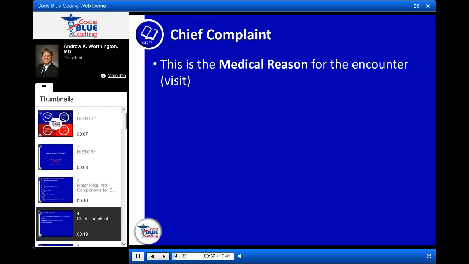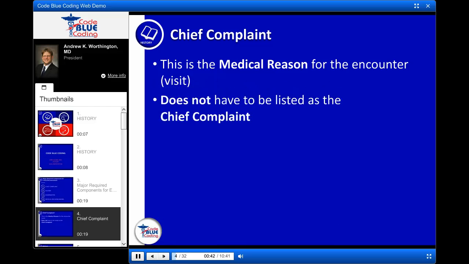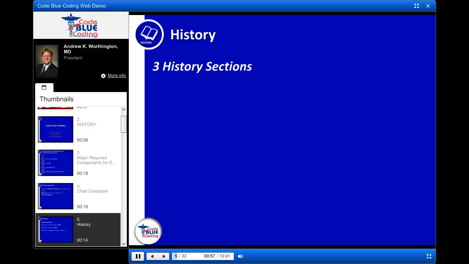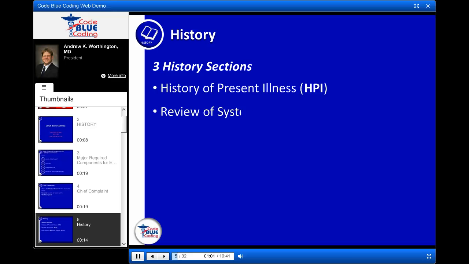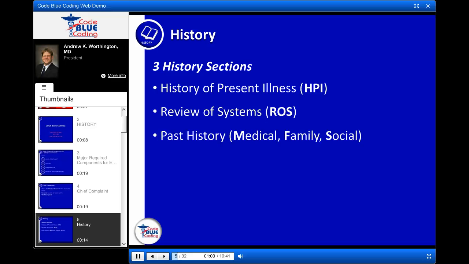The chief complaint is the medical reason for the encounter. The chief complaint does not have to be listed as the chief complaint. If there is no listed chief complaint, the first complaint listed in the HPI, or History of Present Illness, will be used by the auditor as the chief complaint for the encounter. There are three history sections: the history of present illness, the review of systems, and the past history, which consists of past medical history, family history, and social history.